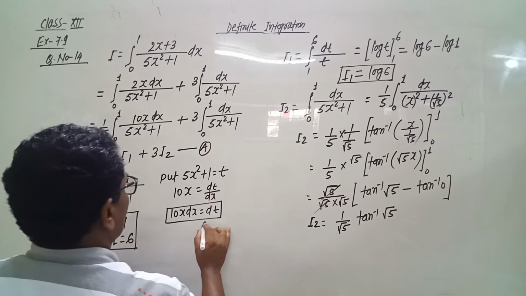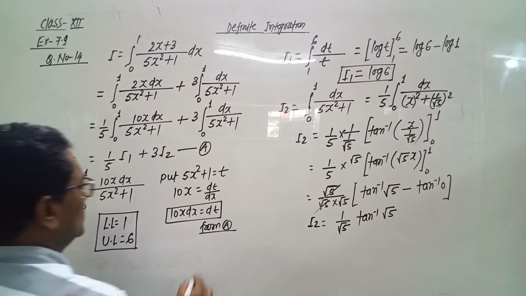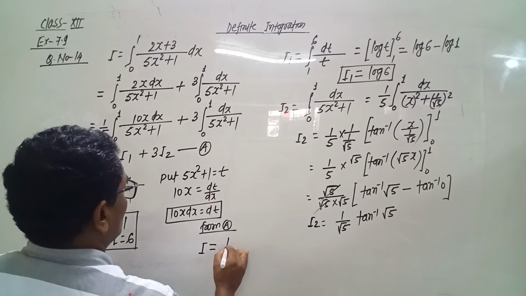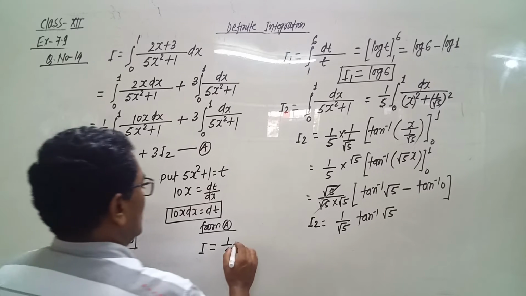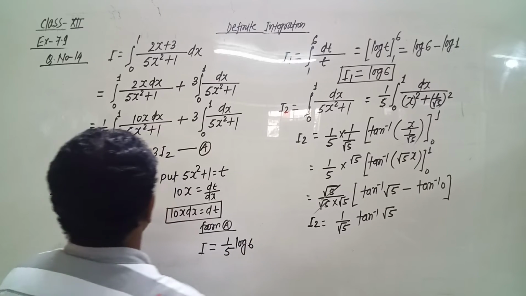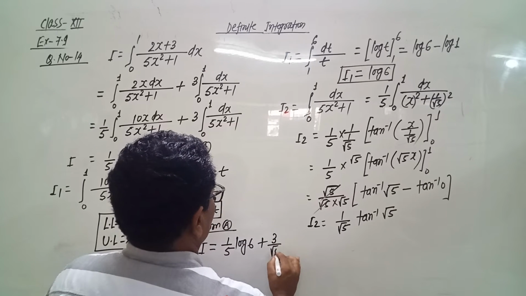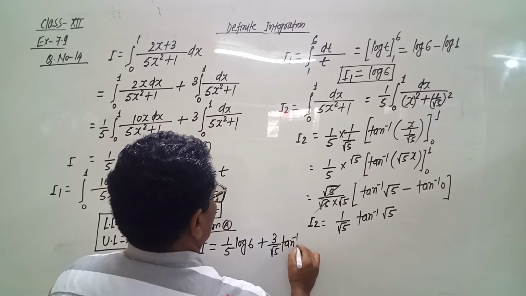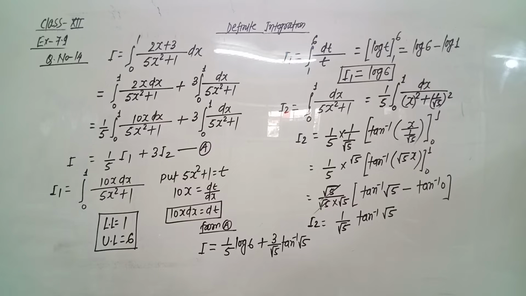Now from equation A, put the values of I1 and I2. So we get I equals 1 by 5 times I1, and the value of I1 is log 6, so 1 by 5 log 6, plus 3 I2, so plus 3 by root 5 tan inverse root 5. So this is the result: 1 by 5 log 6 plus 3 by root 5 tan inverse root 5.